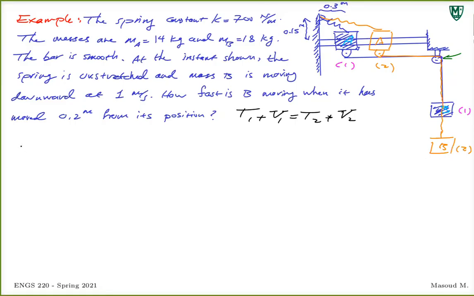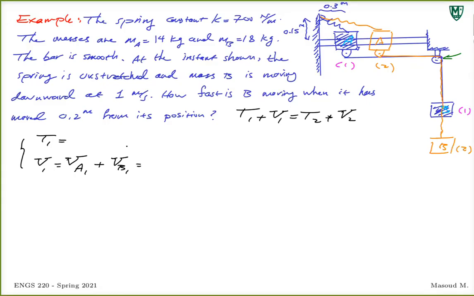Right? So when I write T1 and V1, now for V1, I have to look at both masses. I have to consider VA1 plus VB1.